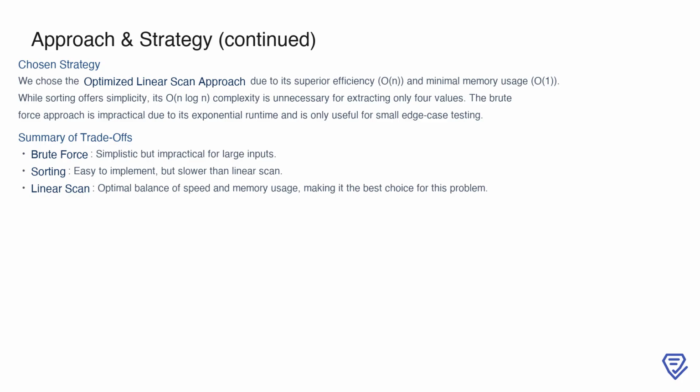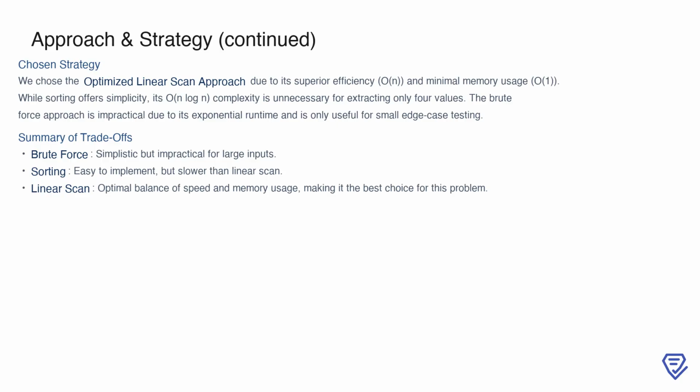Sorting, while simpler, is slower with its O(n log n) complexity, which is unnecessary when we only need 4 values from the array. The brute force method, on the other hand, is completely impractical due to its exponential runtime, making it suitable only for small test cases or edge case analysis. In summary, the brute force approach is too slow, sorting is easy but not optimal, and the linear scan strikes the ideal balance between speed and memory efficiency. This makes the linear scan approach the most appropriate choice for solving this problem, enabling us to handle even the largest input sizes efficiently.